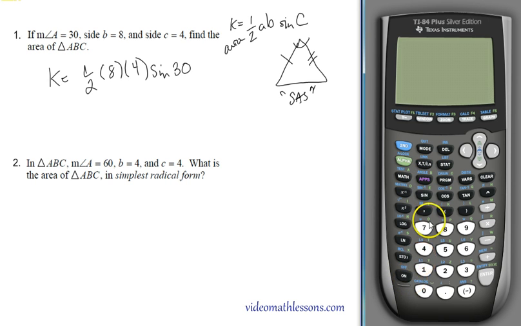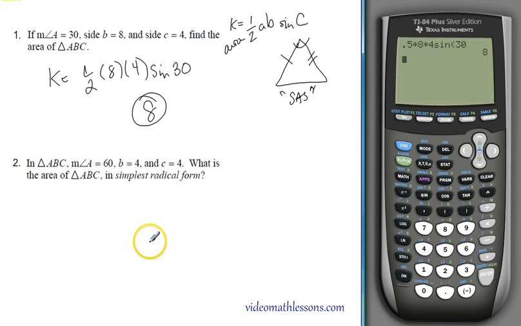And what you would do on your calculator is make sure, first off, it's in degree mode, which I am in. Remember, the only time you're in radian mode is to do your trig graphing, and everything else you do in degree mode. So now, instead of a half, I'm just going to type in 0.5 times 8 times 4 sine 30. And we hit enter, and the answer is 8.